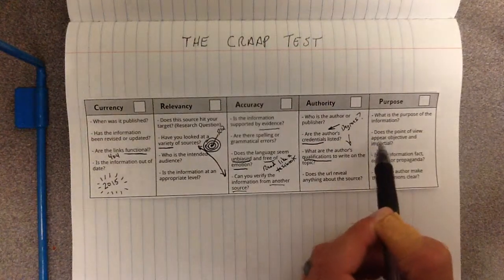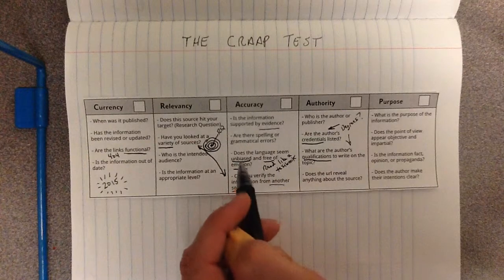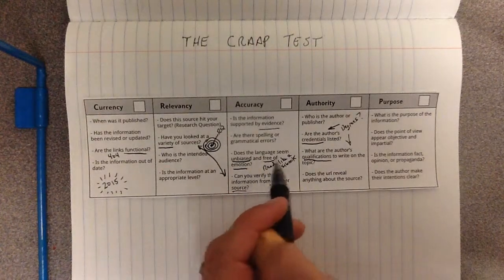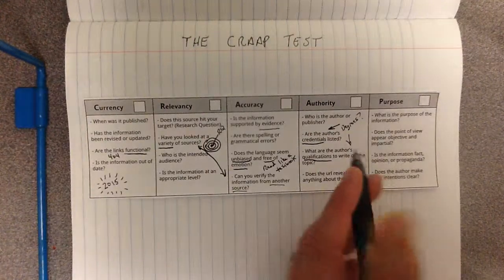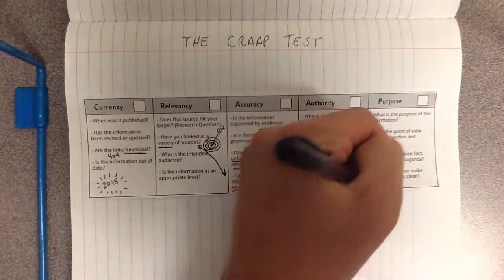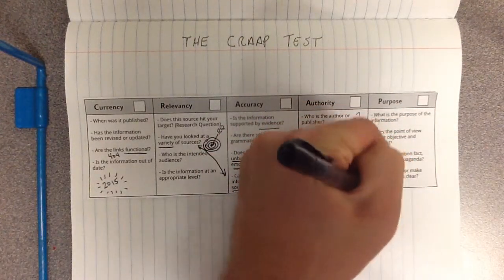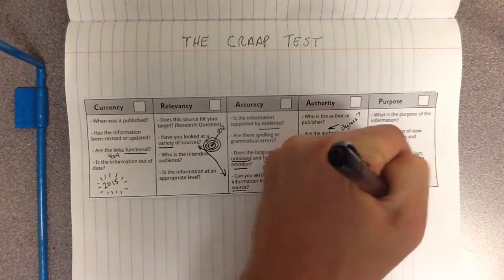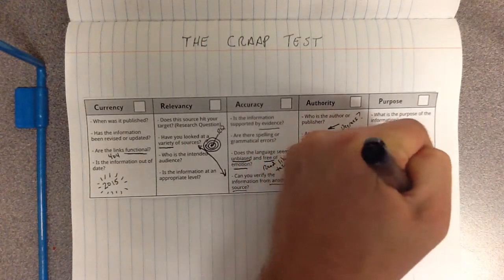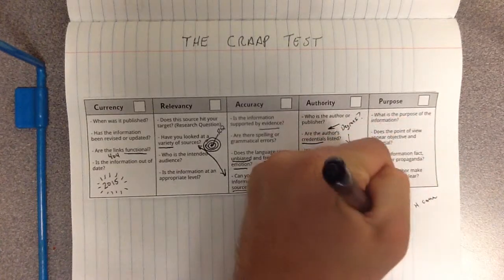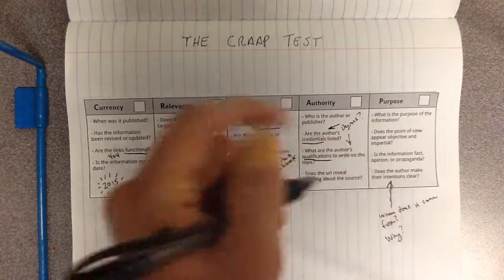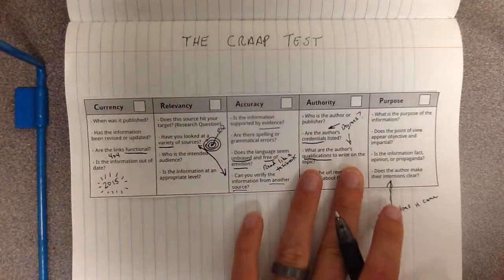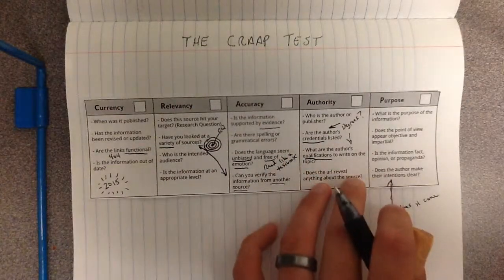Does the point of view appear objective or impartial? That comes back to this: unbiased and free of emotion. Is the information fact, opinion, or propaganda? Really what you're asking here is, where does it come from and why? This is going to matter a whole lot in who wrote your source.